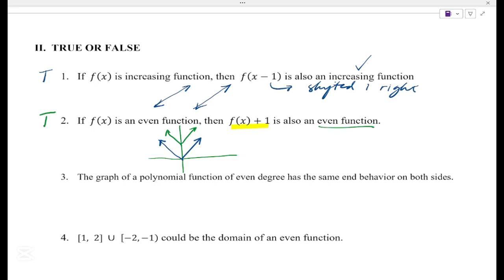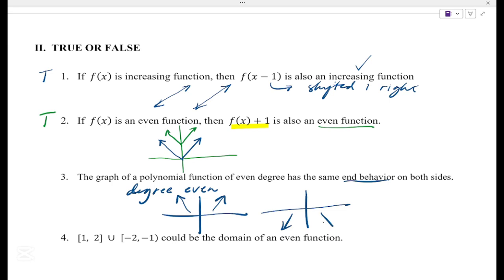For question number 3, the graph of a polynomial function of even degree has the same end behavior on both sides. It means that when the degree is even, we know that the end behavior is either increasing on both sides or decreasing on both sides. So this is true.